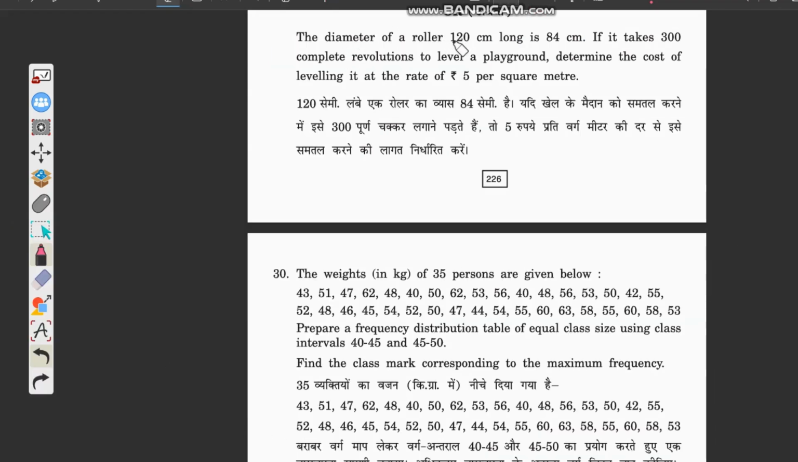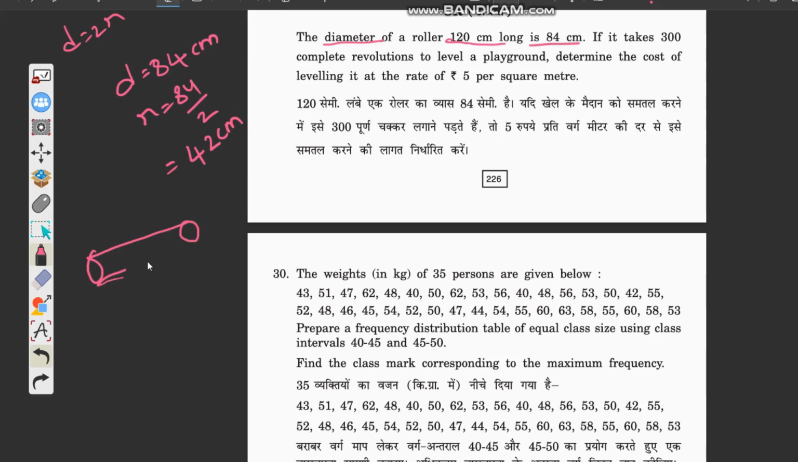Here the diameter of a roller is 84 centimeters and the length is 120 centimeters. We should take care, this is diameter, so D equal to 84 centimeters. Diameter is 2 radius, so if we want radius, we should do D by 2. So R equal to 84 by 2, which is 42 centimeters.